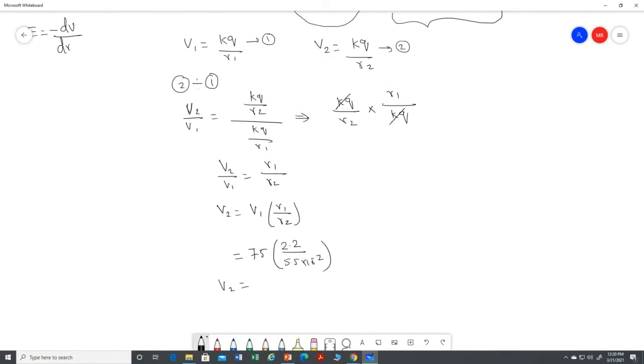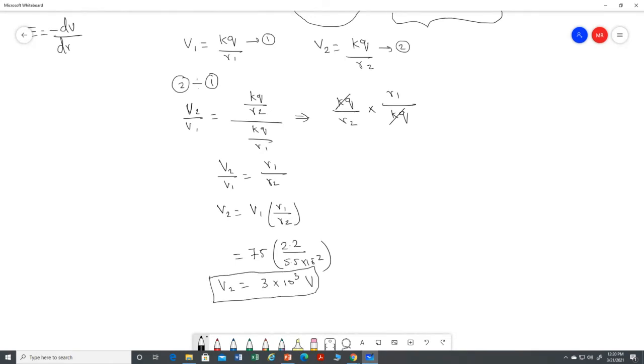75 multiplied by 2.2 divided by 5.5 times 10 to the power of minus 2. So I got exactly 3000. So I can write 3 multiplied by 10 to the power of 3 volt. So this is the answer for the first question.